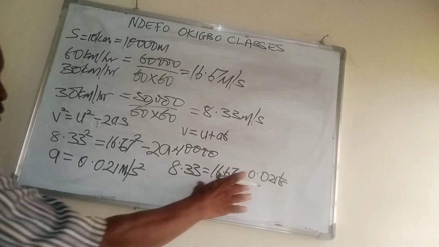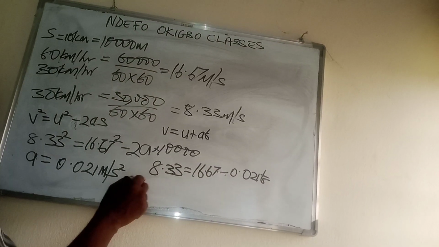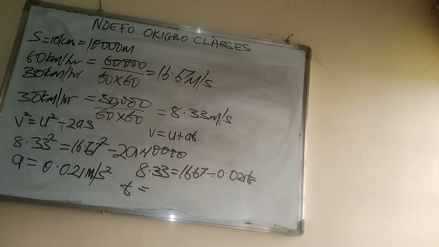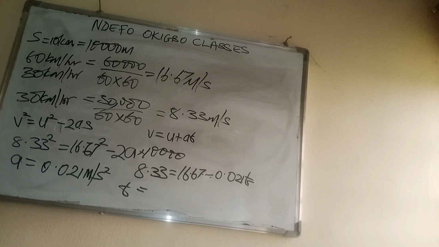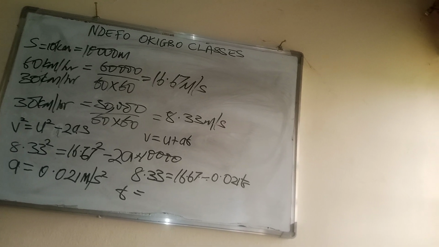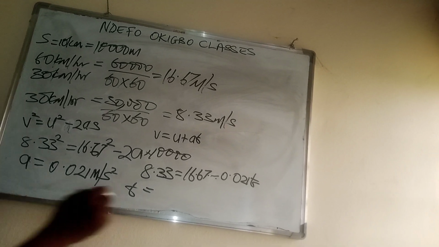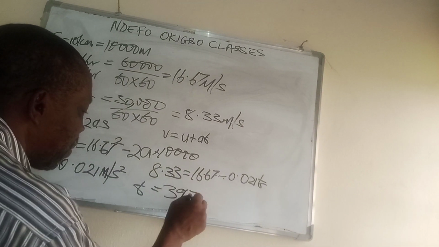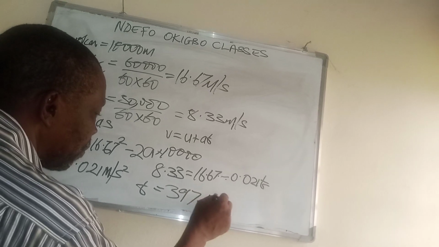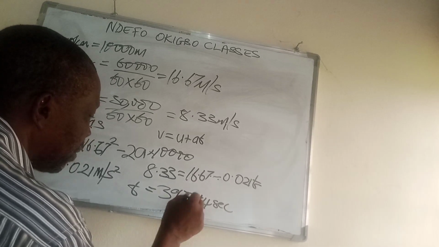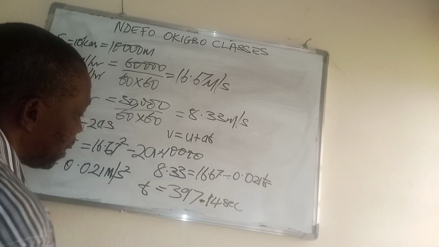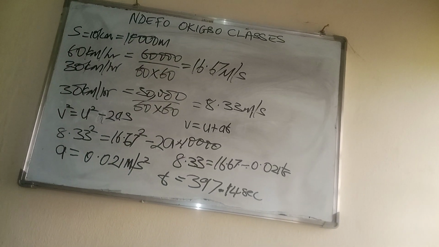If I solve this equation as well, making T the subject of the formula, I have 397.14 seconds. That is the time. So I've been able to get it.